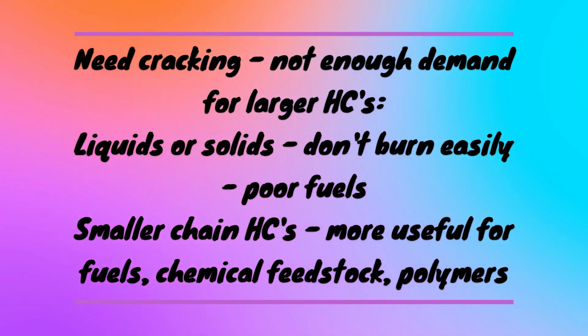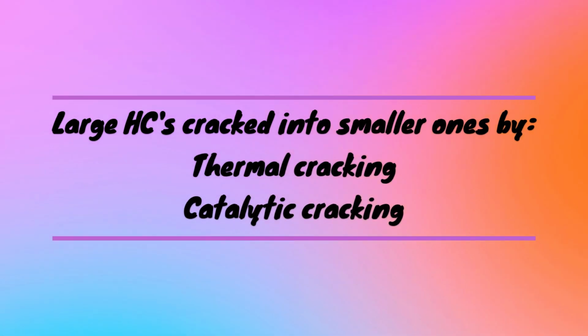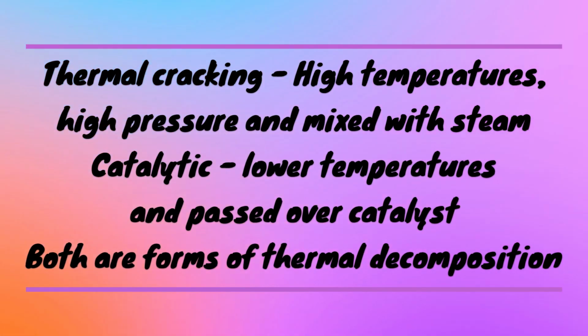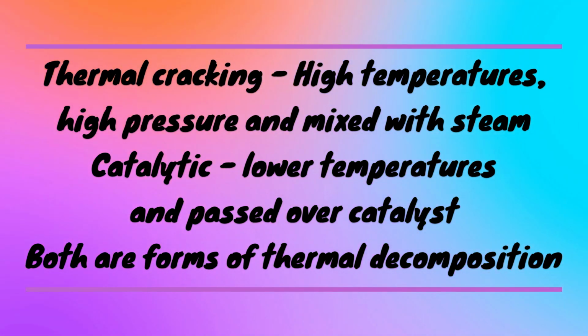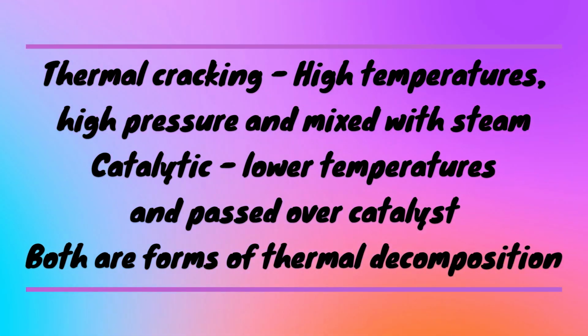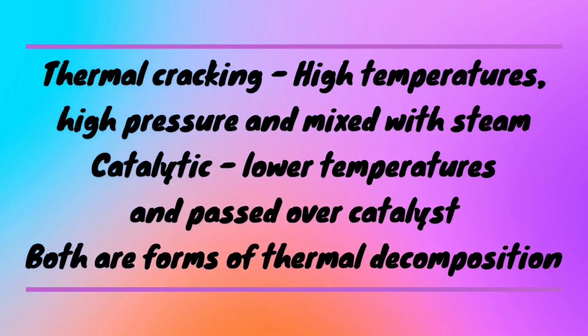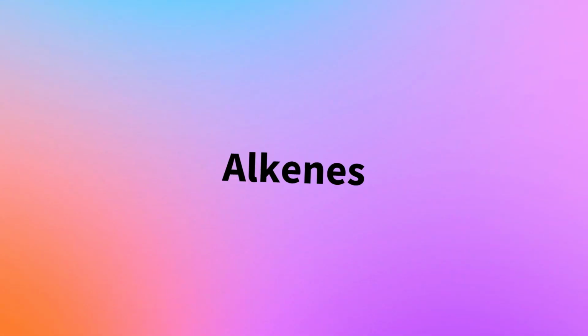Moreover, smaller chain hydrocarbons are more useful for fuels, chemical feedstock, as well as making polymers. So large hydrocarbons are cracked into smaller ones by either thermal cracking or catalytic cracking. Thermal cracking involves really high temperatures, usually around 900 degrees C, and high pressure. It's then mixed with steam. Catalytic cracking is used more in industry, and this is where we involve slightly lower temperatures and pass the compounds over a zeolite catalyst. Both of these types are forms of thermal decomposition, where we break a larger molecule down into a smaller molecule.